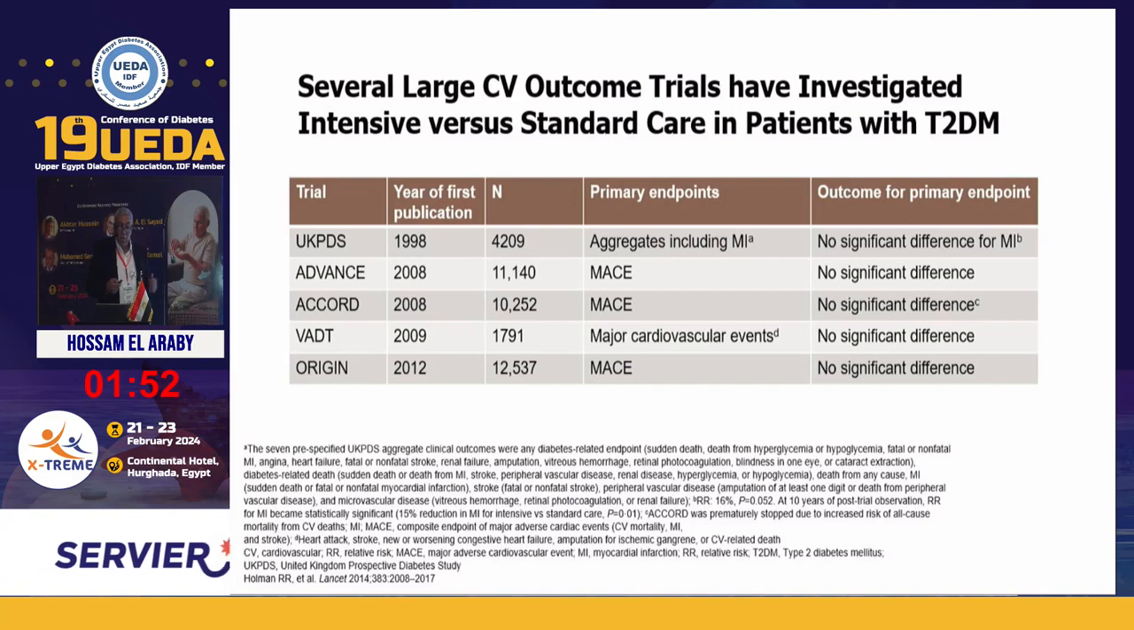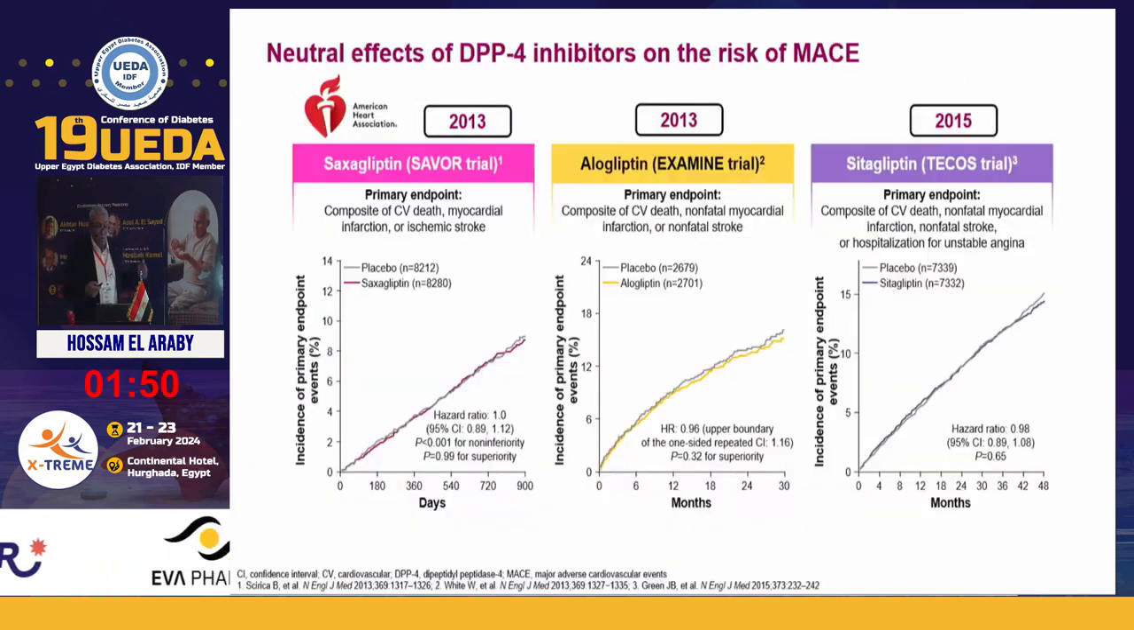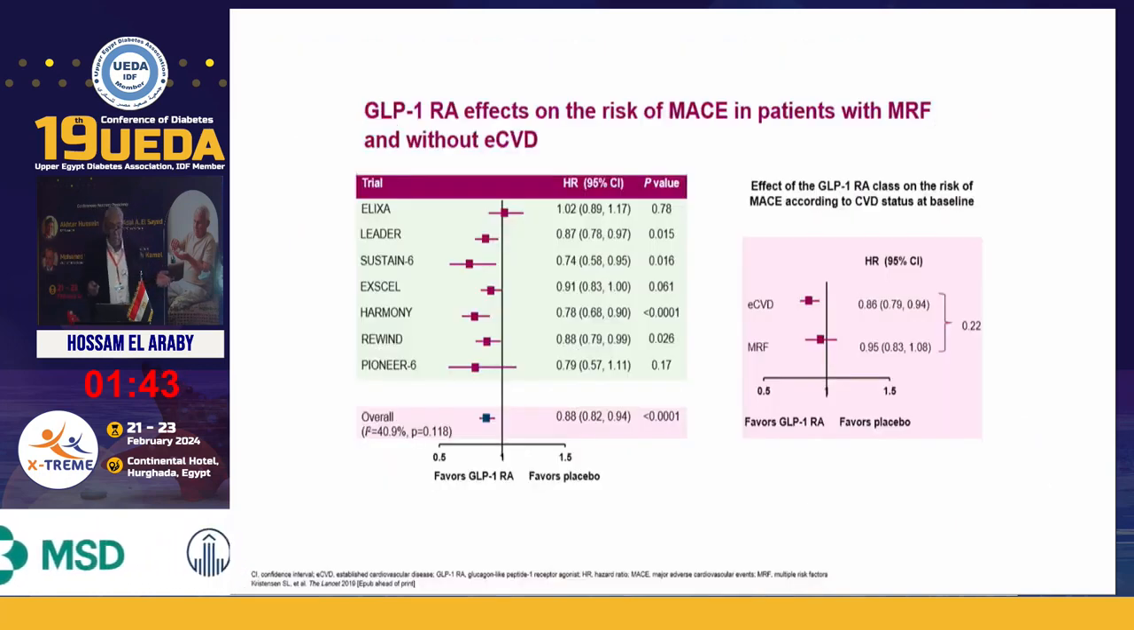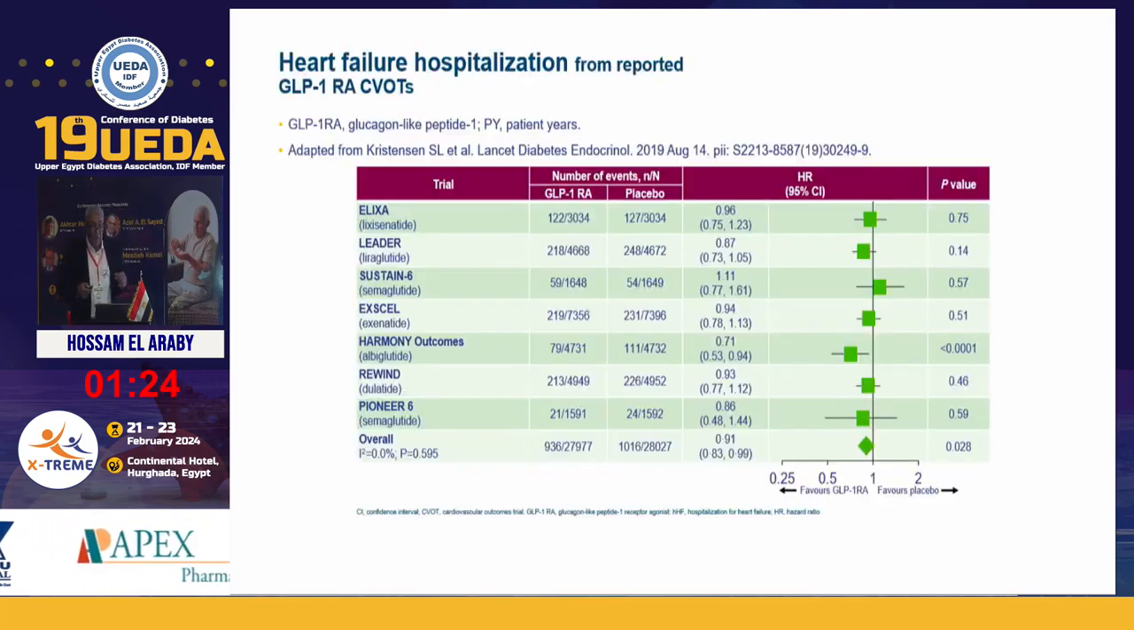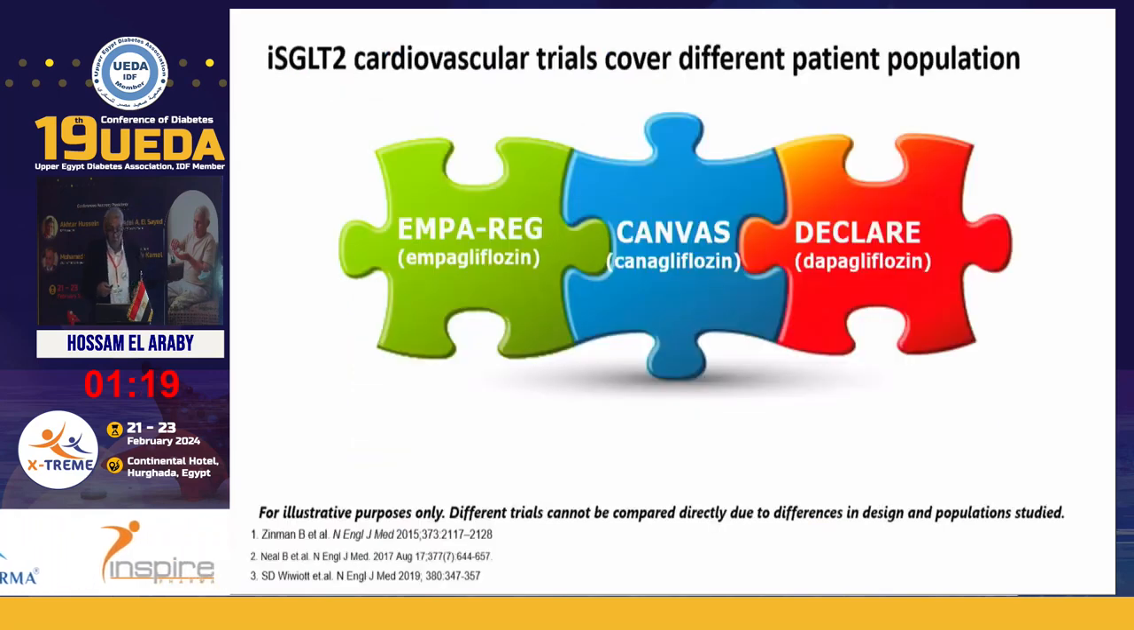Regarding macrovascular complications, with the use of DPP4 inhibitors, we also had only neutral outcomes with no benefit. And the benefit was obtained by GLP-1 analogs, as you see here, with reduction in patients already having atherosclerotic cardiovascular disease and those with multiple risk factors. However, the benefit with multiple risk factors is less obvious than in those already having atherosclerotic vascular disease, with no benefit regarding the occurrence of heart failure.